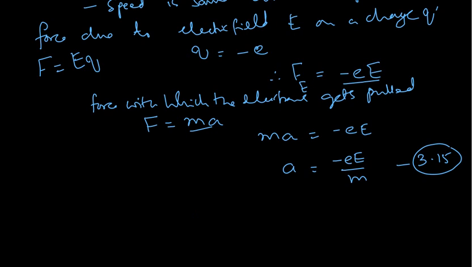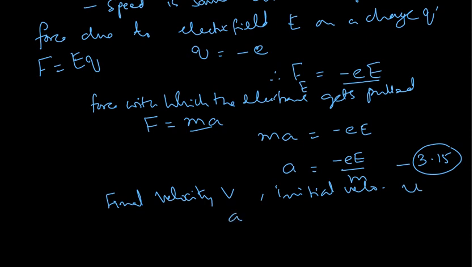Final velocity is V. Initial velocity is U. A is acceleration, T is the time taken. So we know that V is equal to U plus AT. This we learnt, right? In this case we are getting acceleration as a negative one, right? We substitute this acceleration value into this.